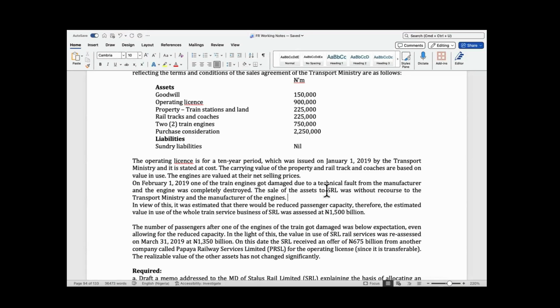Can you take back your train engine, or can you take back your train station? I'm not buying again. Or can you help me repair it? No, it doesn't work that way. It's without recourse. You cannot go back and complain. It's yours, it is yours. Go and sort it.